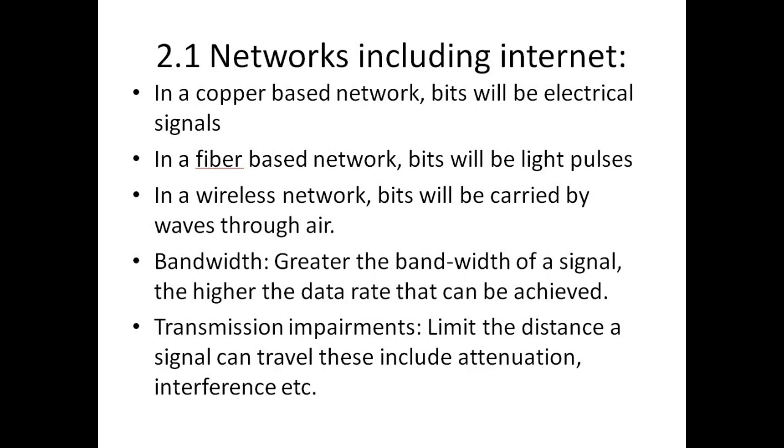Transmission impairments. These are hindrances, limits which hinder a transmission or a signal, limitations that stop or reduce the distance a signal can travel. These include attenuation and interference, etc.